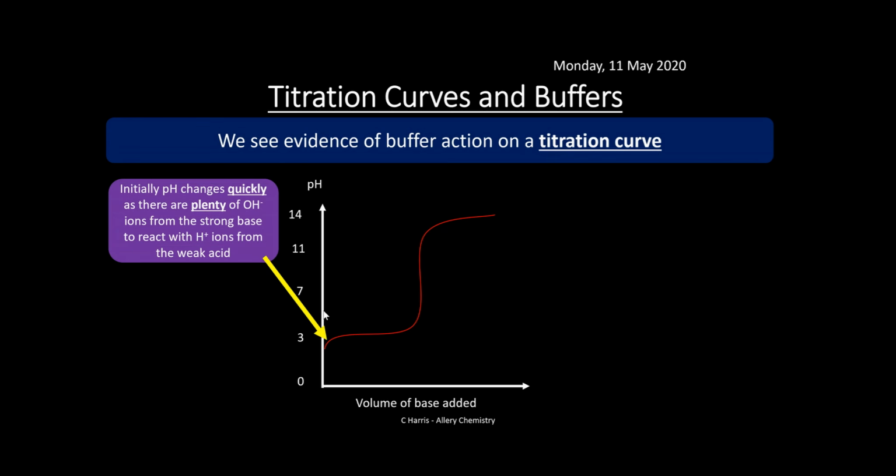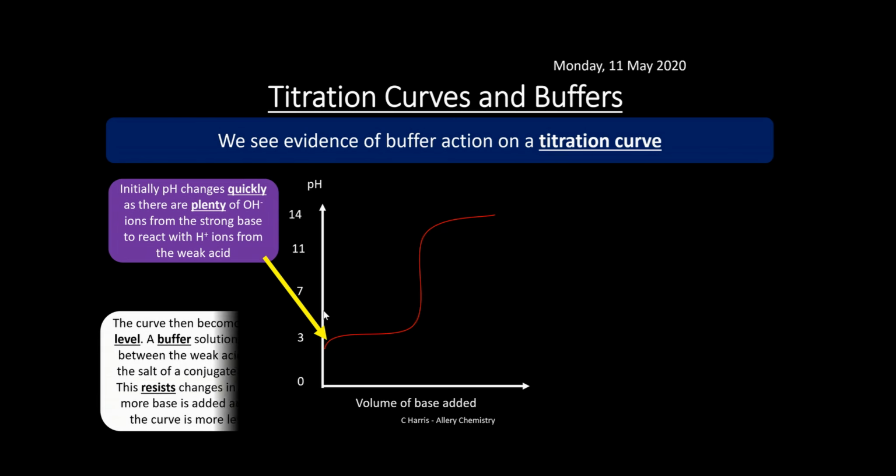So remember, initially, right at the start, the pH changes quite quickly. There's plenty of OH minus ions. Here we've got an acid in our conical flask, and we're adding a base to it. So here we've got loads of OH minus ions from the strong base. They react with the H plus ions to form your weak acid, so remember that.